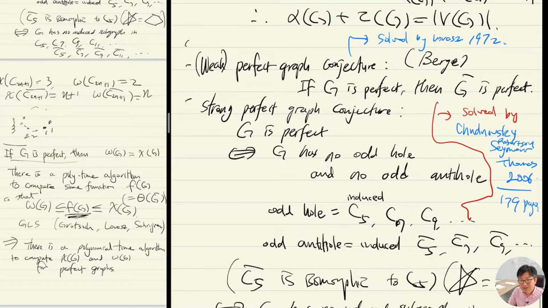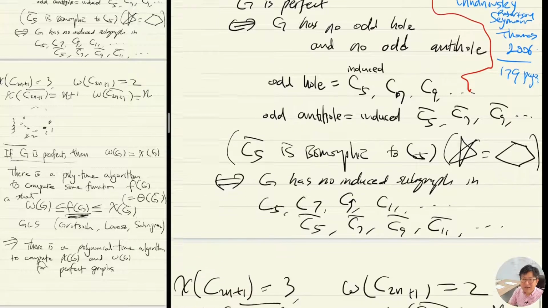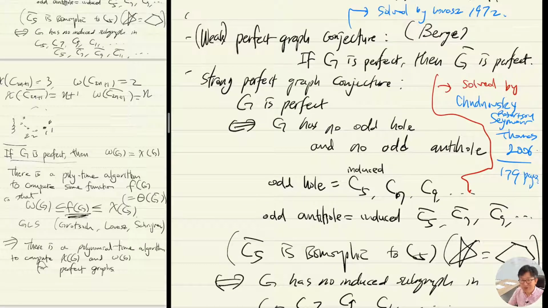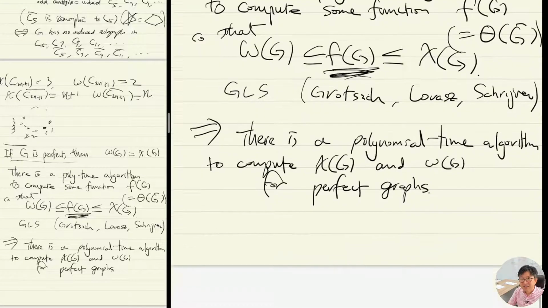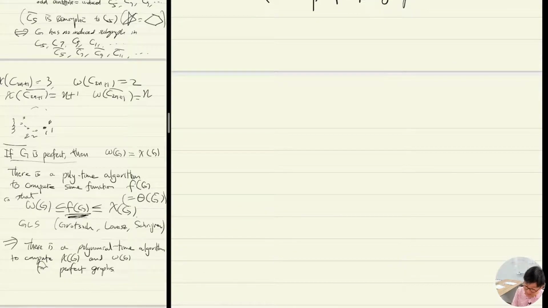And we now have the strong perfect graph conjecture, which is now a theorem. A graph is perfect if and only if it doesn't have any odd hole as an induced subgraph. A hole is an induced cycle of length at least 5, and odd hole means the length is odd. Also no odd antihole, where antihole means the complement of a hole, and odd antihole means the number of vertices is odd. So the strong perfect graph conjecture implies the weak perfect graph conjecture, and the weak perfect graph conjecture we will see the proof. And that was proved by Lovász, so theorem.